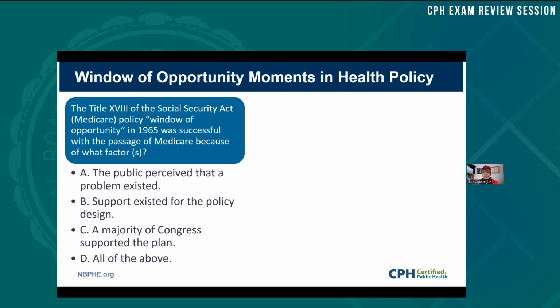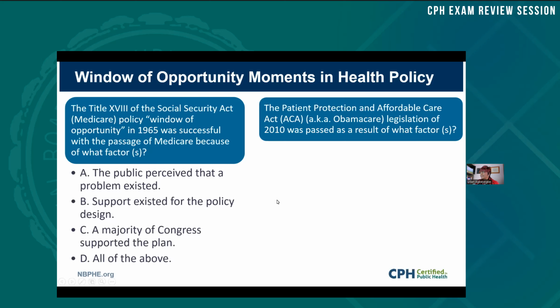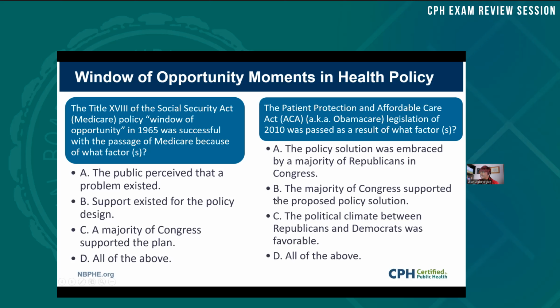And this is what we mean when we talk about a window of opportunity. All of these things have to exist, and when all of these things exist, then we're able to pass the law. There's another policy that passed, the Affordable Care Act in 2010. Now let's look at it.